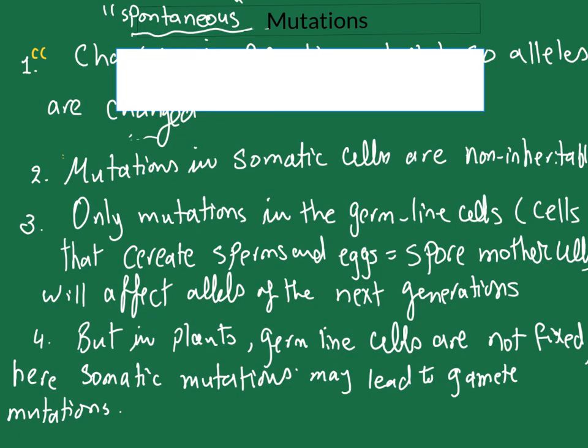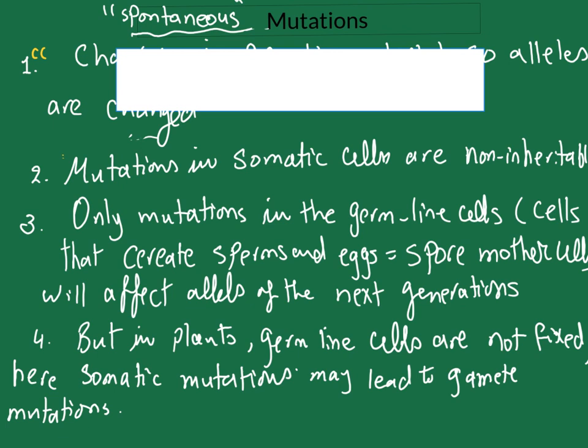Mutations, or what we can say spontaneous mutations. Mutation is a change that happens in the genetic material, so the alleles are going to change or we can have a new allele. Mutations that happen in somatic cells are not inheritable, meaning they will not pass into the successive generations. Only mutations that happen in the germline cells, we mean the precursors of the sperm and eggs, or we can call them spore mother cells. If mutation happens there, this will affect the alleles in the next generation, not in the present generation, but in the next one.